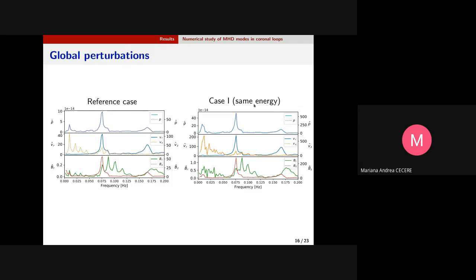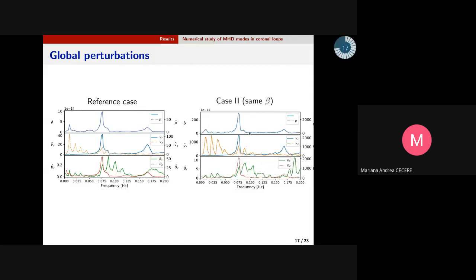When the energy deposition is the same, but the loop has a higher beta parameter, we see that all values of the amplitude of the Fourier transform increase, and we note in proportion that the slow mode is slightly larger than the reference case. For case 2, when the beta parameter is the same, but the energy deposition is higher than the reference case, we see that all values of the amplitude of the Fourier transform increase, but in this case, we note in proportion that the slow mode is slightly smaller than the reference case.